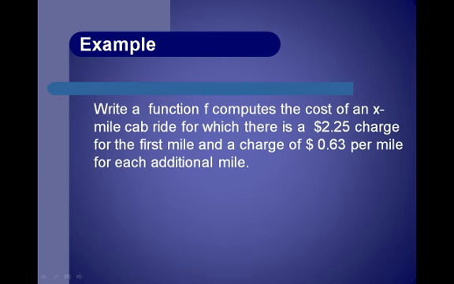Okay, let's do another. Write a function f that computes the cost of an X mile cab ride for which there is a $2.25 charge for the first mile and a charge of 63 cents per mile for each additional mile. Our function would look like this. F of x equals 0.63x plus 2.25. This is our fixed amount. Everybody's going to have to pay that. This is our variable amount because that will vary based on how many miles you go.